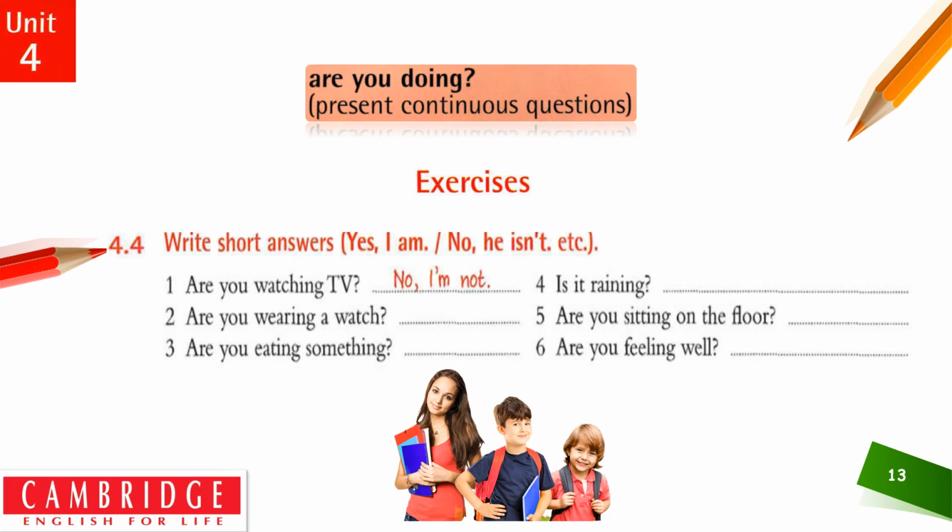Students, you have the last one, that is 4.4. Write short answers. It is according to you. If it is factual, then you can write yes, I am. If it is not, then you can write no, I am not. For example, right now you are learning, so therefore you are not watching TV, not watching television. So therefore you can say, if someone asks the question, are you watching TV? No, I am not. Right now what are you doing? You are learning, you are studying.